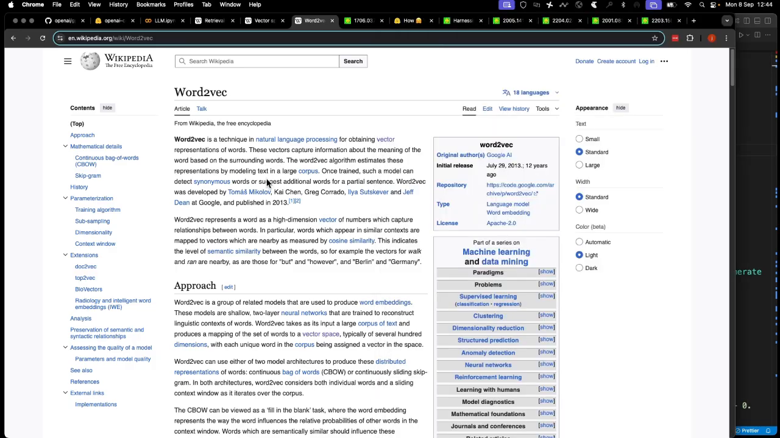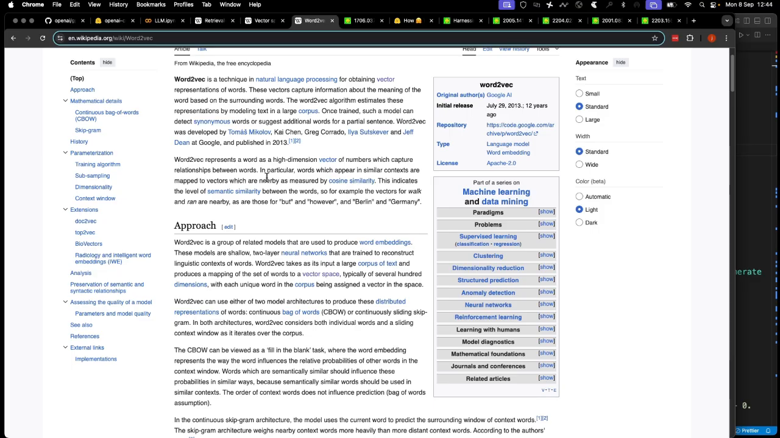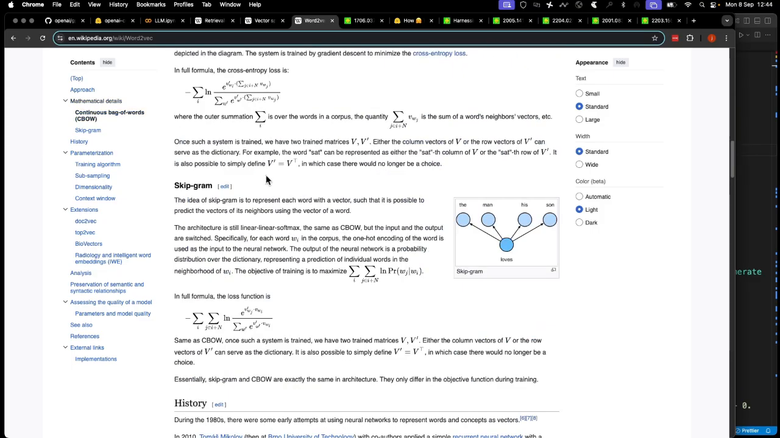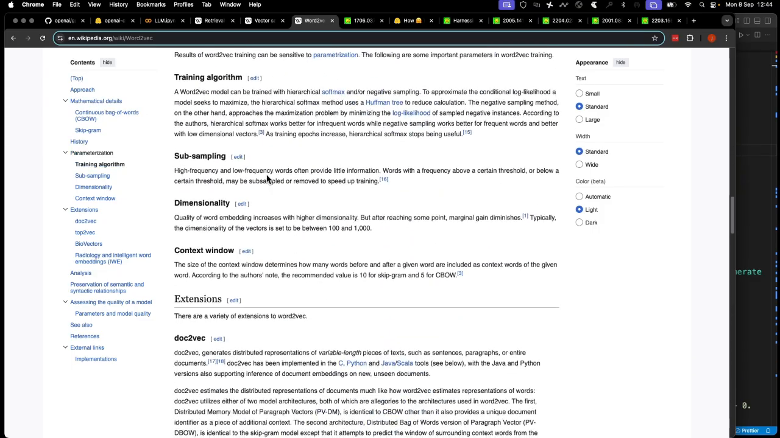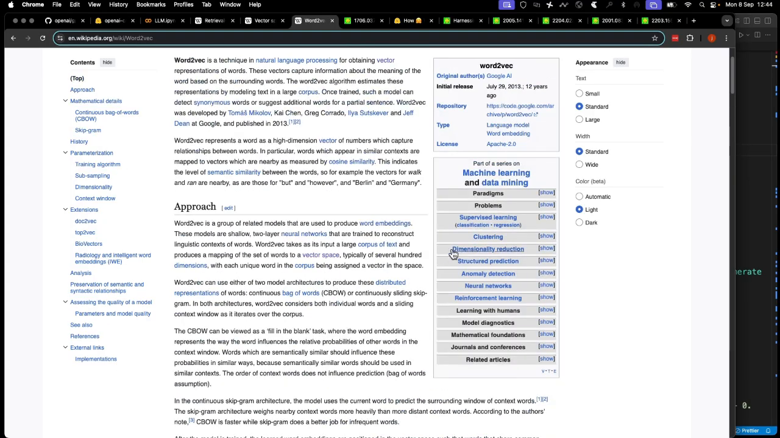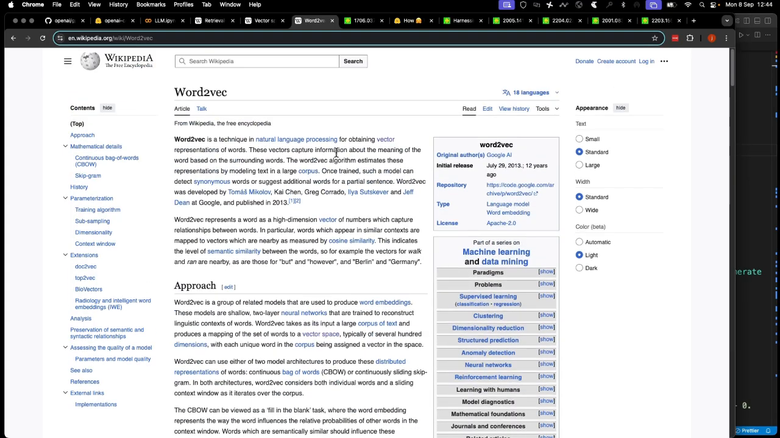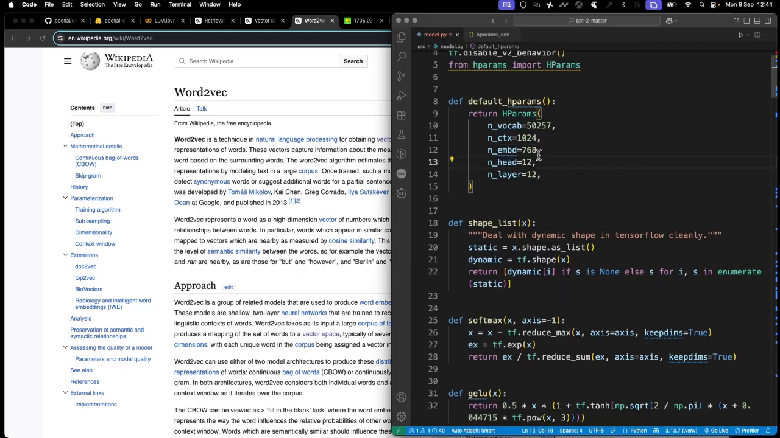However, you can also imagine it's not the longer the size, the better the performance. You're going to reach a certain limit. For example, the quality of word embedding increases with higher dimensionality, but right after a certain point, marginal gain diminishes. You do need to find a sweet spot to make the overall representation work well. Also, don't forget that this dimension will contribute proportionally to the computational complexity.